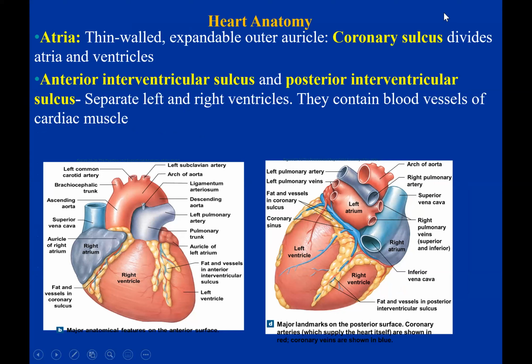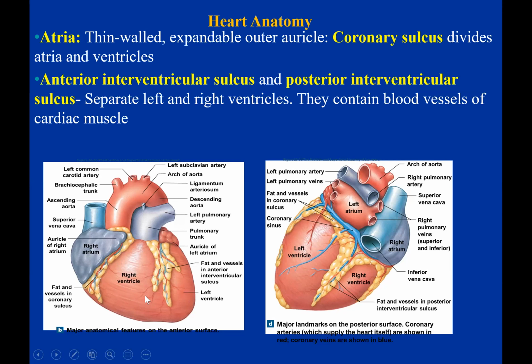So there is a sulcus. Sulcus means a shallow groove. We've seen this in the brain. A sulcus divides the atria from the ventricle, so it is called the coronary sulcus. There is also a sulcus that divides the right and the left ventricles. It is called the anterior and the posterior interventricular sulcus. Nestled in the sulcus would be all the big arteries and veins.